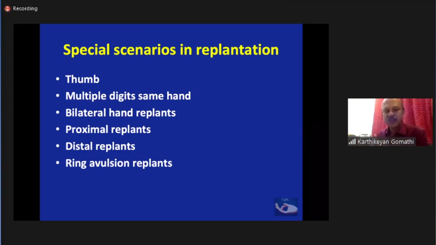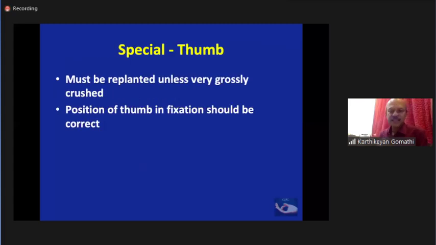Now, special scenarios in replantation. The same principles that we talked about all along will be used in all these special scenarios, but each has got a particular unique point that we need to remember when you're doing that. And these are situations that we come across quite often in a high output center. First is the thumb. The thumb must be replanted unless very grossly crushed. It must be replanted. An attempt must be made. And the position of the thumb in fixation should be correct. It must be kept in palmar abduction or the glass holding position of the thumb so that even if it becomes stiff, it will be useful.